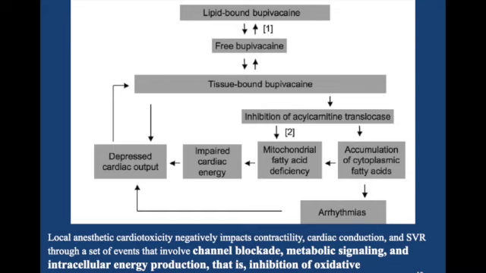A little demonstration: free bupivacaine becomes tissue bound, inhibits this enzyme, which causes accumulation of cytoplasmic fatty acids and prevents the translocation into the mitochondria. So we have an impaired energy deficit that decreases our cardiac output, as well as the accumulation of fatty acids causing arrhythmias. Now we give our lipid, and the lipid will bind up the free bupivacaine and shuttle it away from the brain and the heart. Why does it do that?